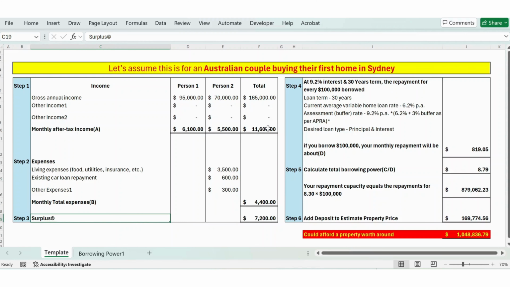The third step is to find out the surplus. So here we have the income of 11,600 and the monthly total expense is 4,400. The difference between income and expenses will be the surplus.